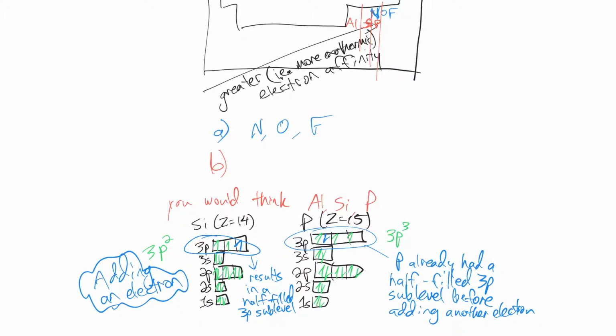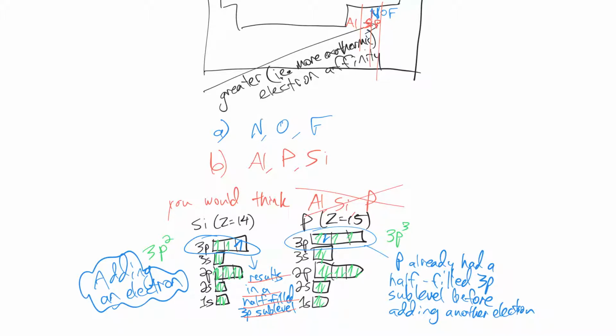So in this case, we have an exception to the general trend. You would think aluminum followed by silicon followed by phosphorus, but because of the addition of one electron resulting in a newly half-filled 3p sublevel, the trend is aluminum followed by phosphorus followed by silicon. We see that trend in both the 2p sublevel, so if you compared carbon to nitrogen, you would see that same exception. We see it with silicon and phosphorus.